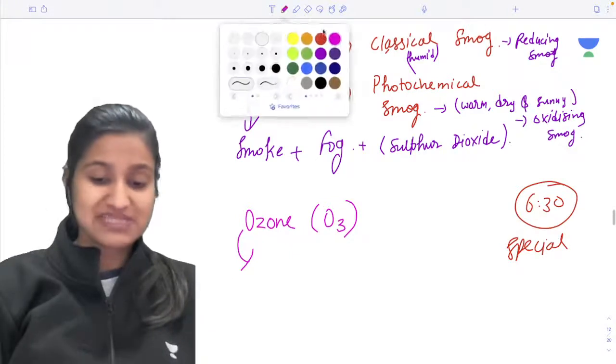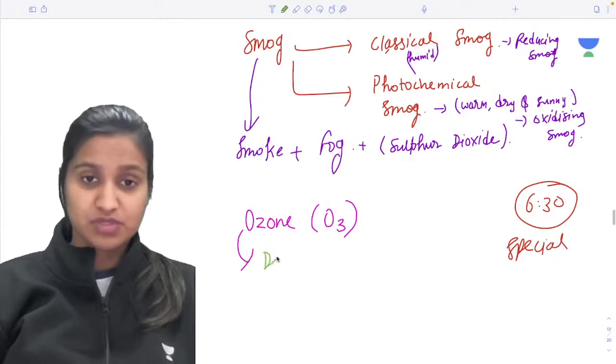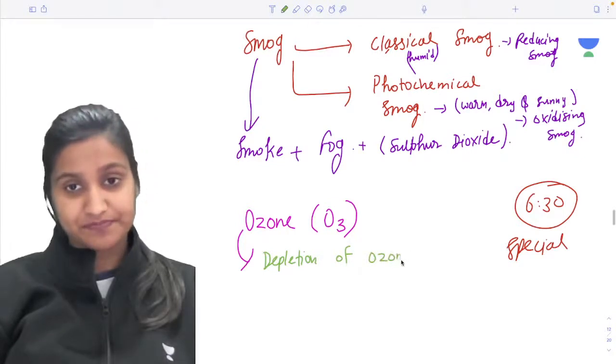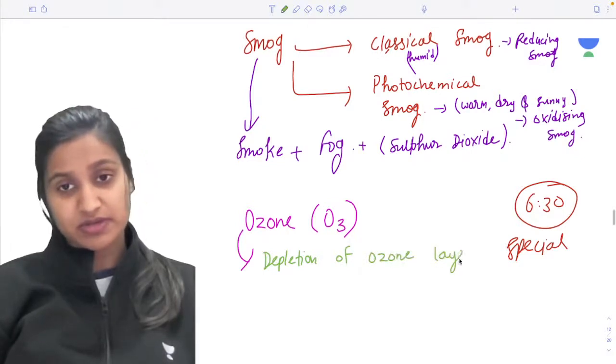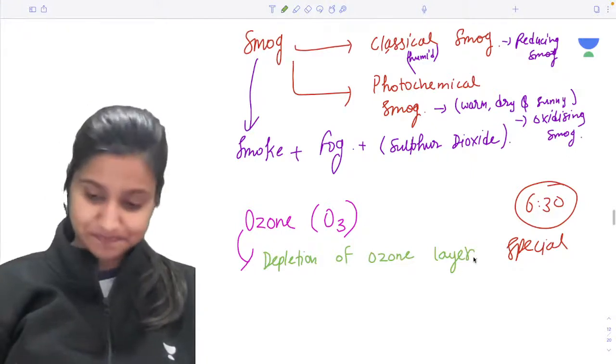जिसको आप बोलते हो depletion of ozone layer. What do you call it? You call it as depletion of ozone layer, right? This is your depletion of ozone layer, correct?